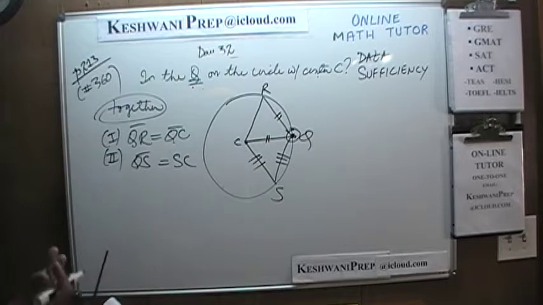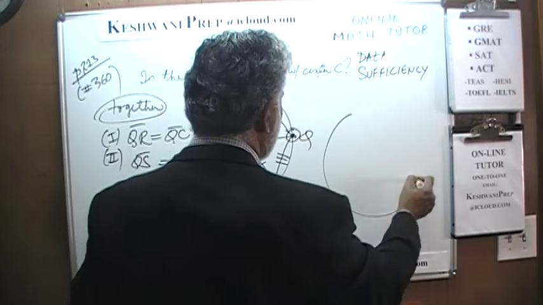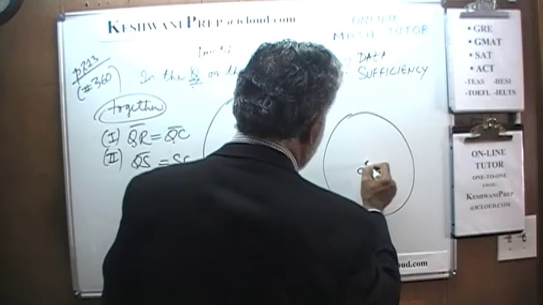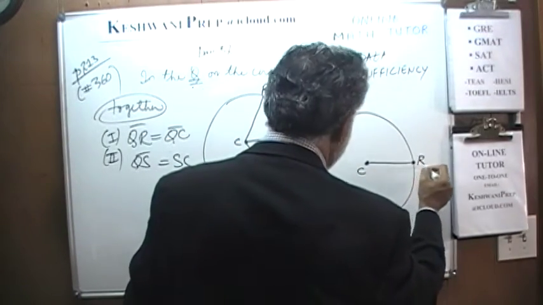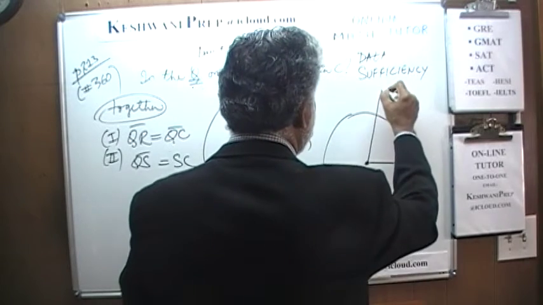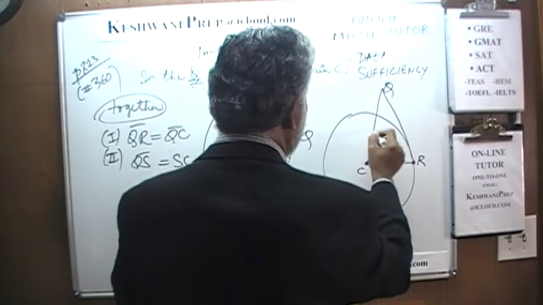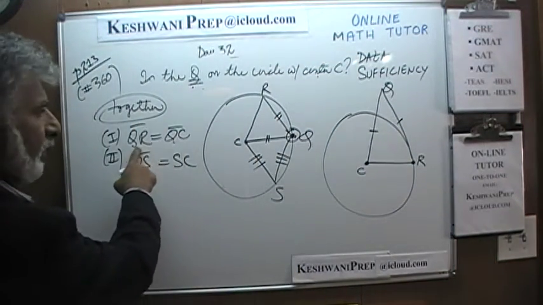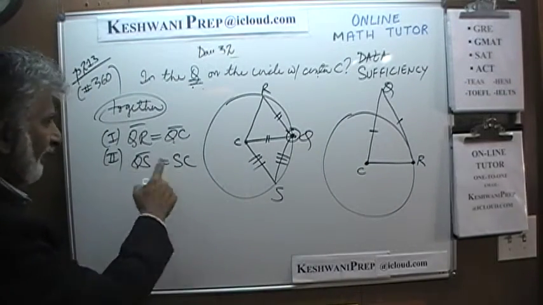Another possibility is that instead of putting it like that, we could have put it outside the circle. Here is our C. And the first condition is that point R has to be on the circle. Let's put R here and put the point outside, right there. Let's put the Q here. In this case, this side equals that side. We were told that Q to C has to equal Q to R. That's the first condition. And the second condition is Q to S has to equal S to C.